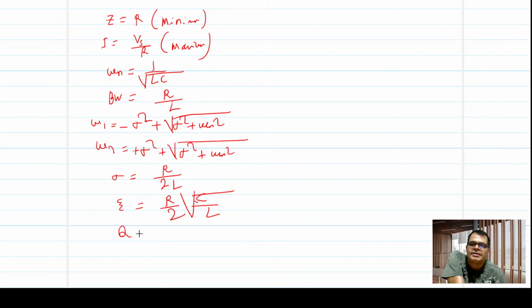The quality factor Q of the series circuit is omega n L upon R, which is also 1 upon omega n R C.